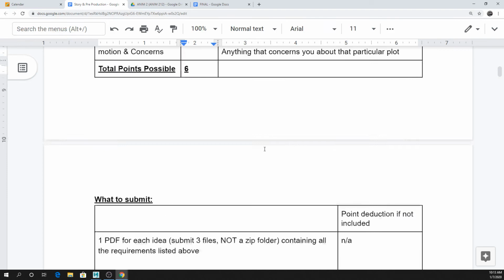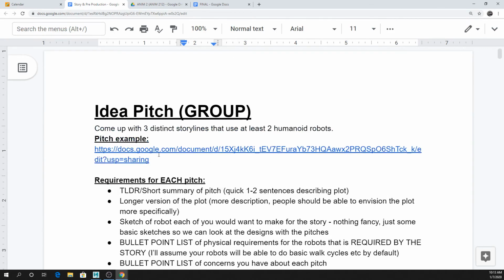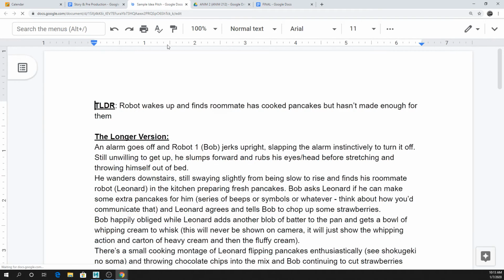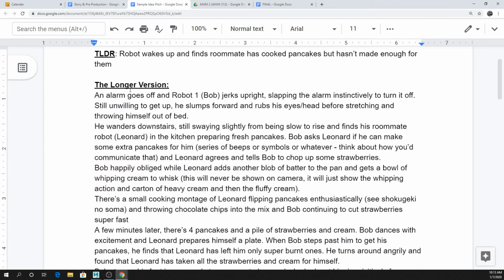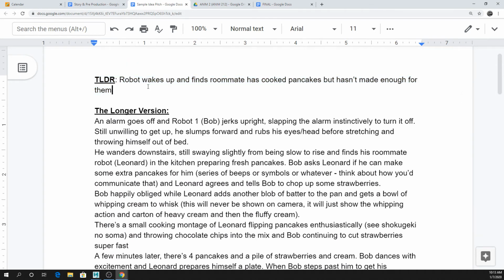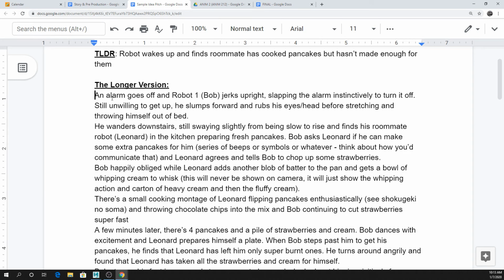Cool. All right, so I did promise you this pitch example, which I just wrote up really randomly. Again, I don't have sketches in this one, but we have this short version, which is basically just robot wakes up, finds pancakes, but hasn't made enough for them. And then I actually ignored this when I did the long version, which is dumb. But you can see this one. I just go into a little bit more explicitly what's happening.